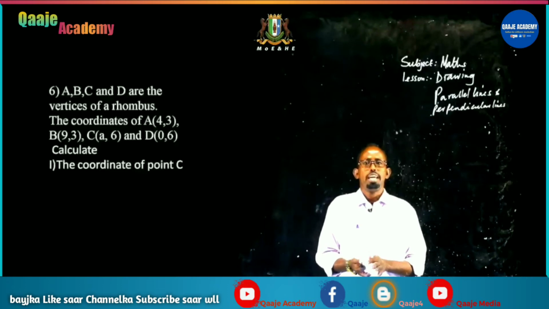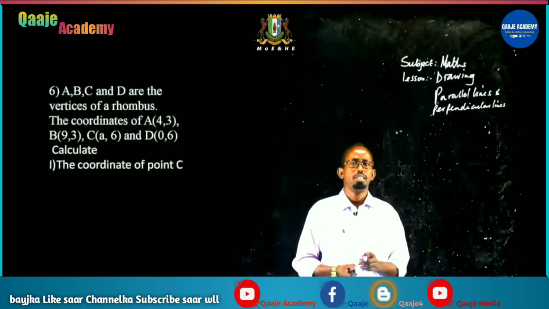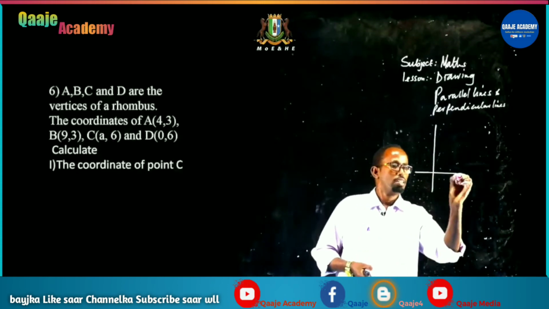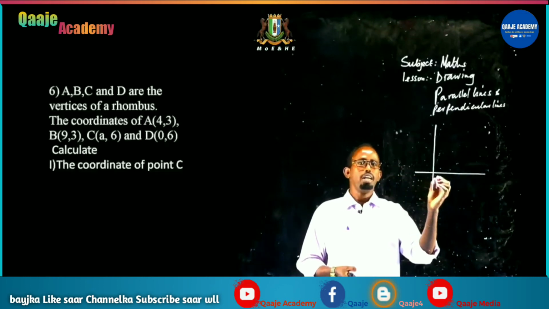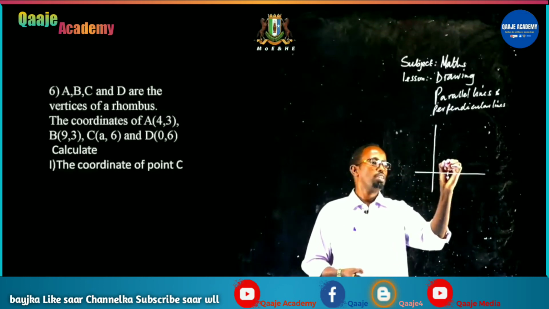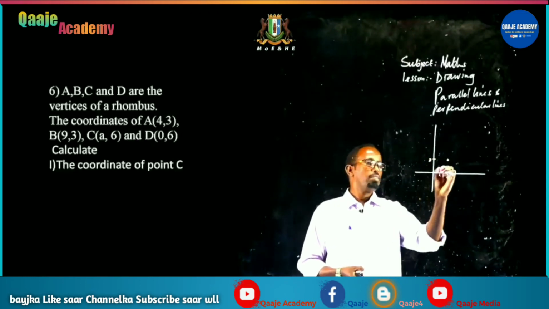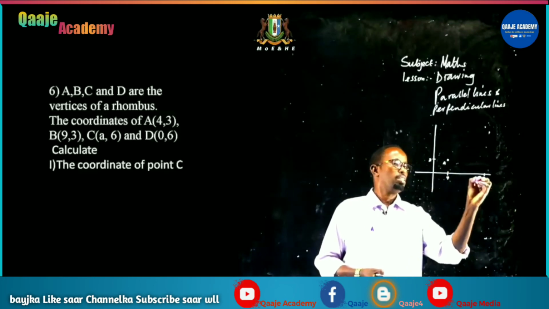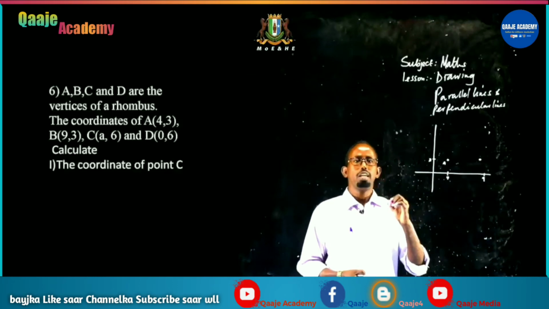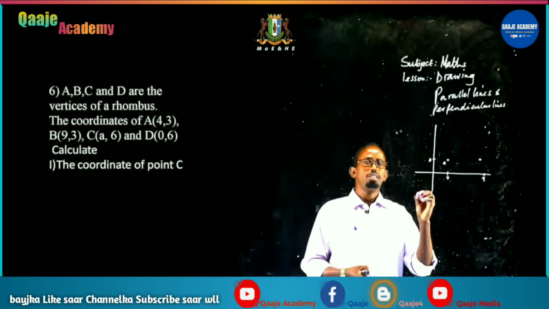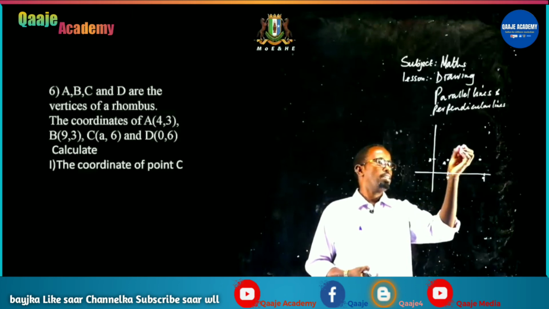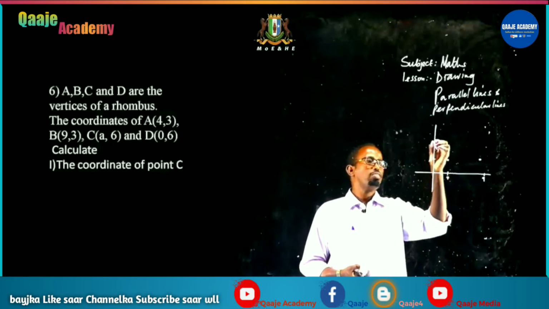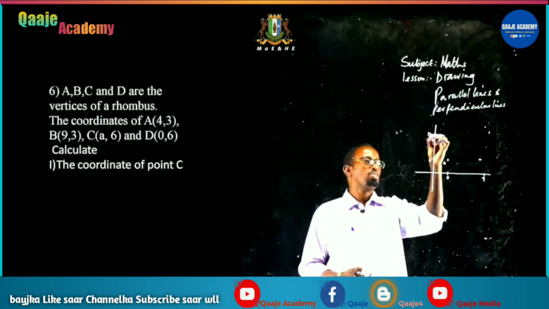The last question. A, B, C, D are vertices of a rhombus. The coordinates of the vertices are: A is (4, 3), B is (9, 3), C is (a, 6), and D is (0, 6).